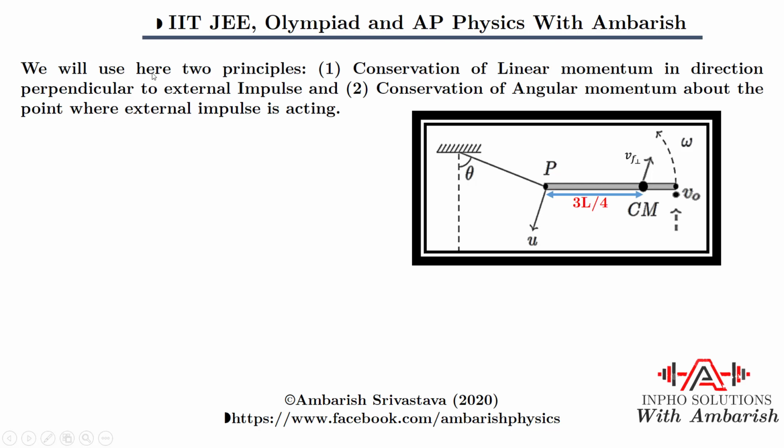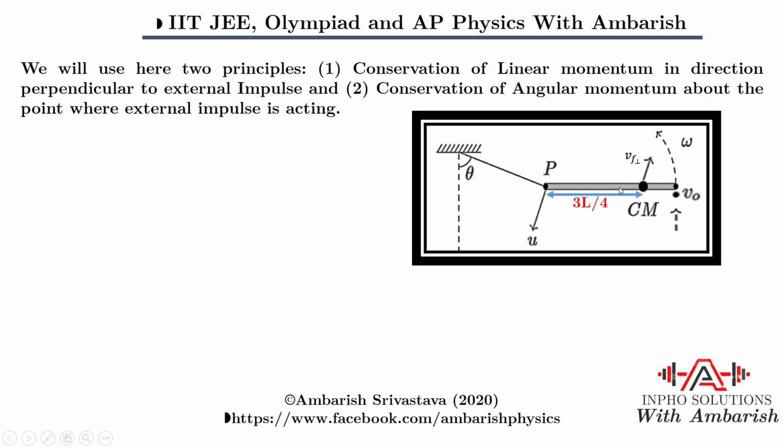So we will use here two principles. One is conservation of linear momentum in the direction perpendicular to the external impulse, and second is conservation of angular momentum about the point where the external impulse is acting. Okay, so first, linear momentum conservation. Let's say immediately after the impact, the center of mass has got a velocity Vf perpendicular in this direction. Actually, the center of mass will have two components of velocity. One will be parallel to the string and the other will be perpendicular to the string. So Vf perpendicular I am just calling the component perpendicular to the string.